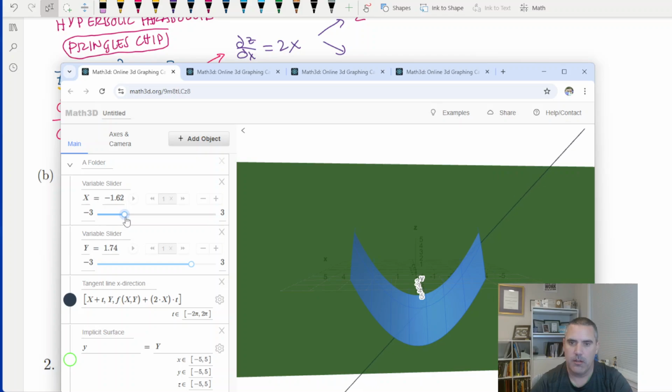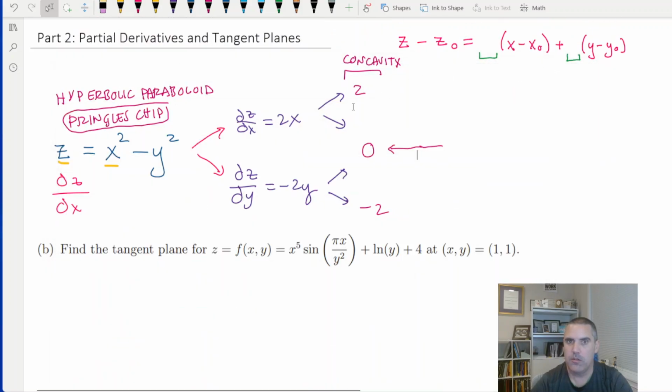Bigger, bigger, bigger, bigger, bigger, 0, positive, bigger, bigger, bigger, bigger. We call that concave up. And that's how we deduce what this 2 means. This 2 is the second derivative with respect to x, which has this funny notation. And that means it's concave up.